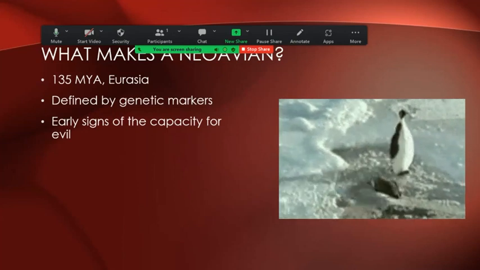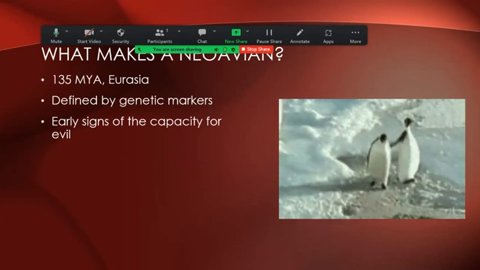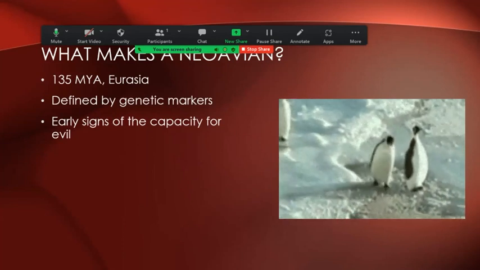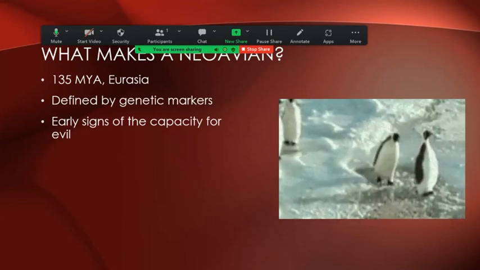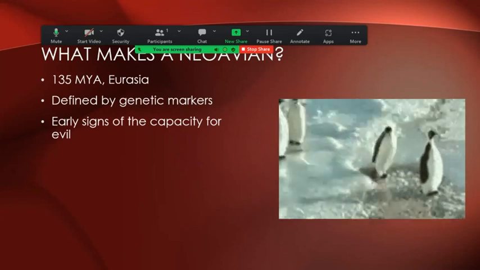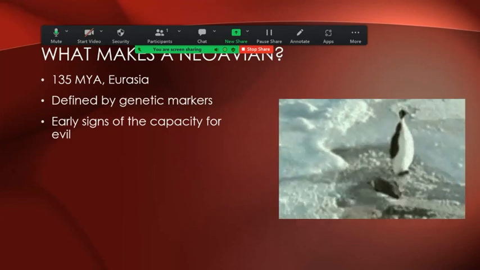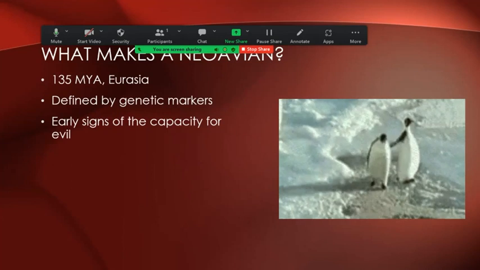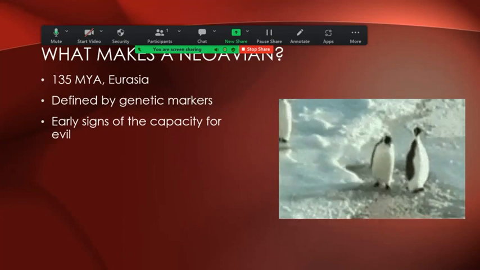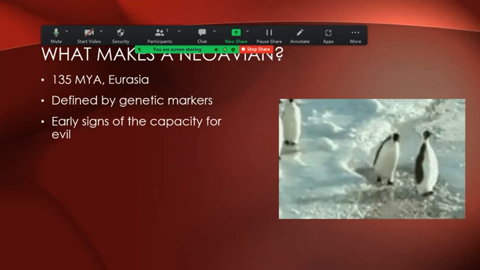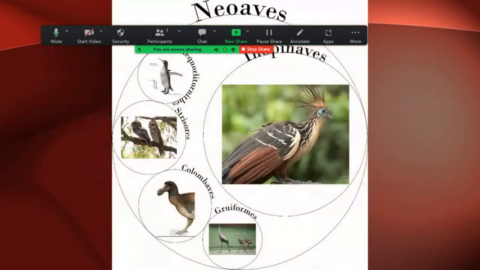We also mention here that neo-avians tend to be smaller than non-neo-avian neognath birds, or smarter rather, and the capacity for evil is strongly linked to intelligence in animals. Here is a penguin dope slapping his friend as an example. Now, the main group that we're going to be talking about in here is the Anopanaves, but I want to just go ahead and mention the other major groups that we have in the neo-avians that we're not going to give a whole bunch of time to.